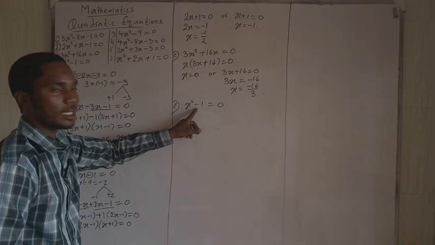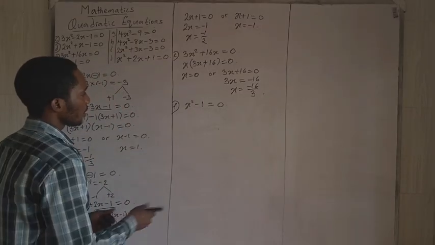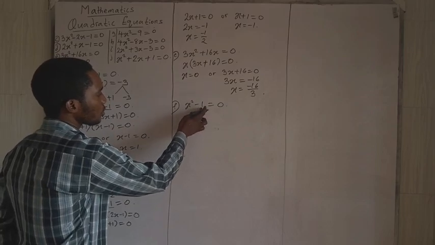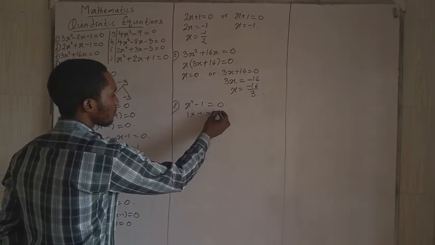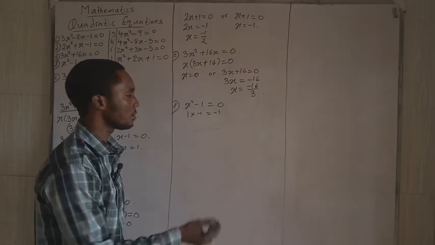How are we going to factorize this? We don't have x here. That means that the coefficient of x is 0. The coefficient of x squared here is what? 1. And the constant is minus 1. Let's multiply them together. 1 multiplied by minus 1. That is minus 1. What are the factors of 1? That is 1 and 1.